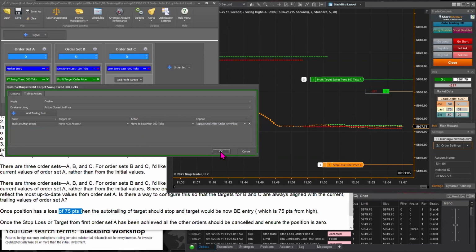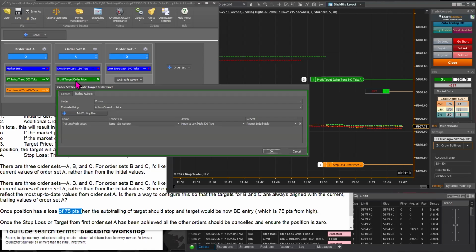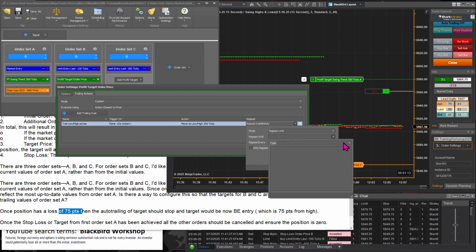All right, so make that change, and then I'm going to go into the profit target for B, and I'm going to make that same change. So go to repeat until, and then go into the repeat until menu here, and scroll down to the order status changed trigger, and then we just need to set up this order status change. So when the limit entry order is filled, there we go, that turns off the trailing.